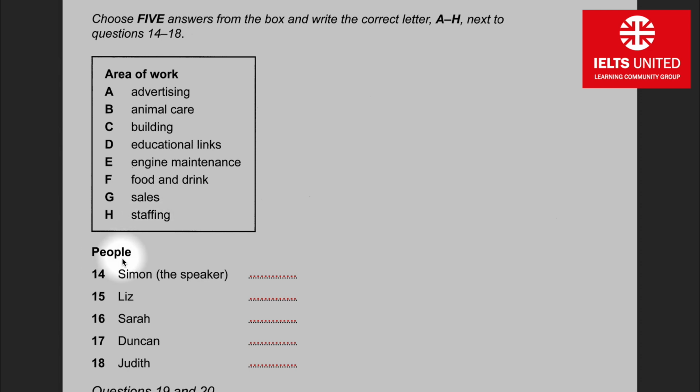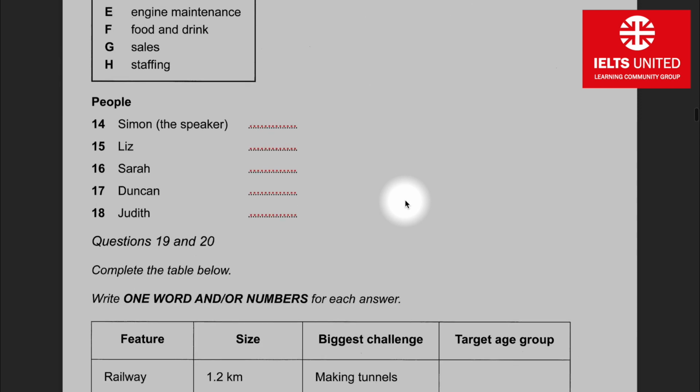So we have the people down here: Simon, the speaker, Liz, Sarah, Duncan, and Judith. So this is his family, and these are their jobs. So we have to choose which job belongs to which person as we listen. And we also have to look at questions 19 and 20.